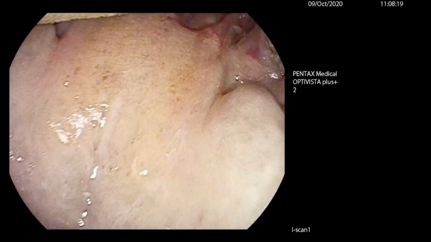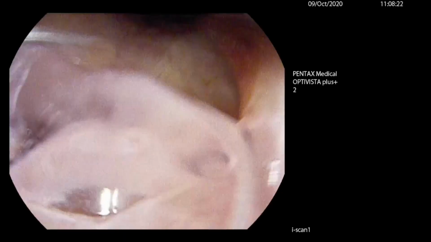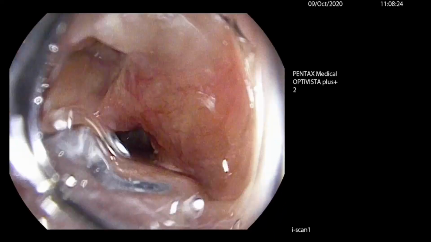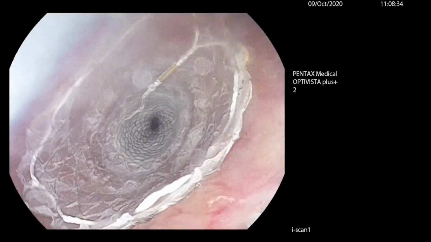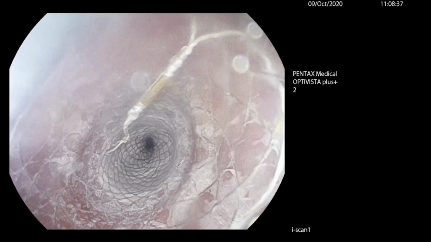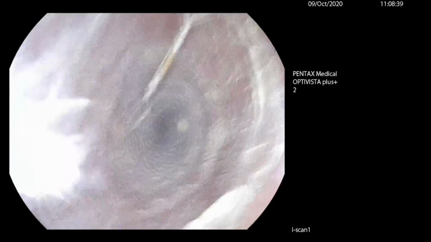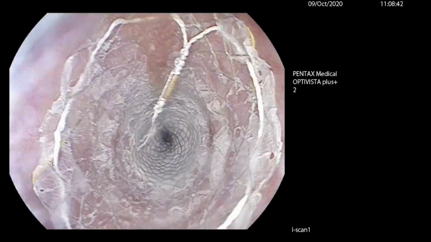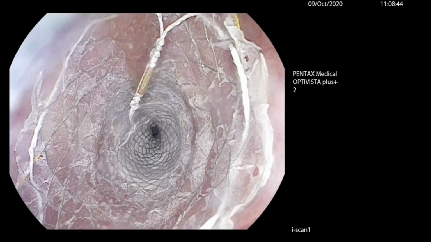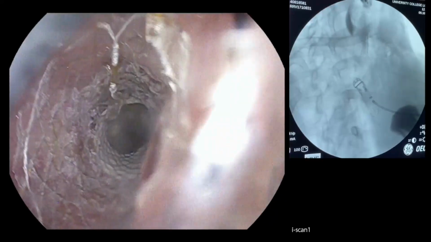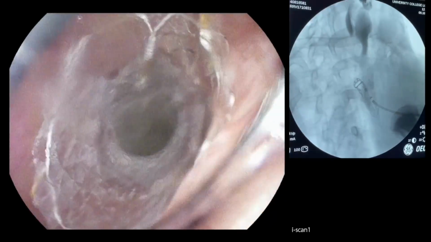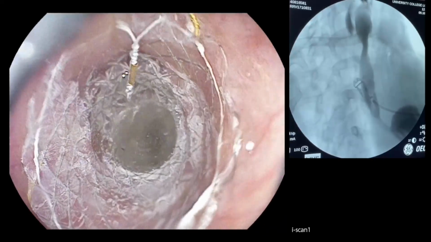I can then re-intubate the esophagus and can be confident that the proximal aspect of the stent is well above the tumour. You can at this stage perform another fluorogram using contrast to check flow across the stent. So an on-table contrast study here confirms passage of contrast through the stent into the stomach.